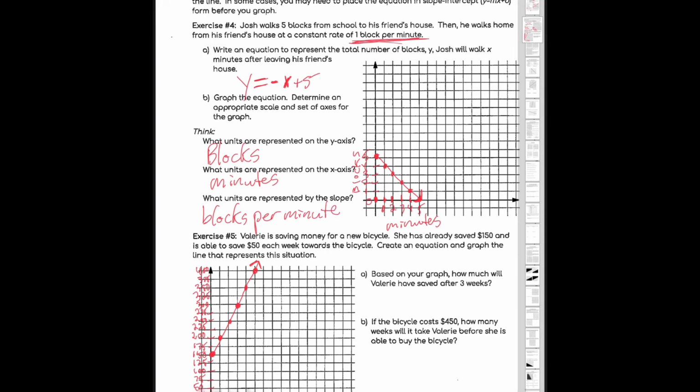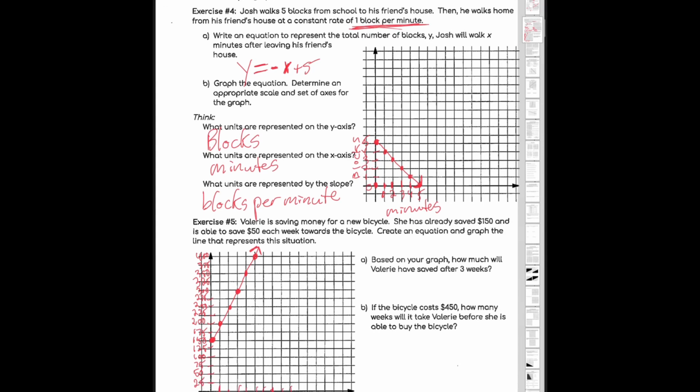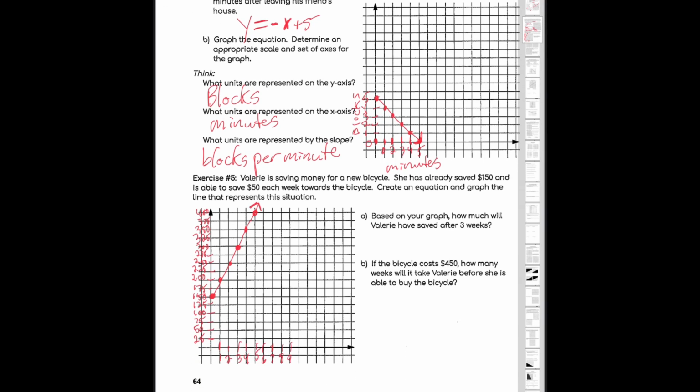Let's take a look now at the next one down here. So exercise 5 says Valerie is saving money for a new bicycle. She already saved $150. So we start at 150 on the y-axis here as our scale. And then this is her weeks as they pass by. So each week she saves $50. So that means every week we're adding $50 to her savings. She started at 150. So that would be our y-intercept.